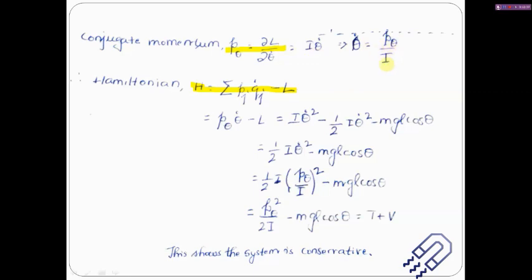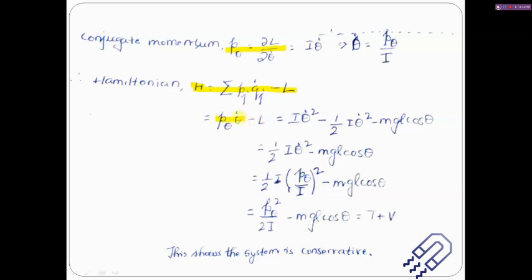It is always better to write this down because this will be used somewhere down the line. So then the summation of Pj Qj dot minus L, as I told you, will depend on how many generalized coordinates are here. We only have one generalized coordinate, which is theta. So that means we have just one term here. So this becomes simpler: P theta, theta dot minus L.